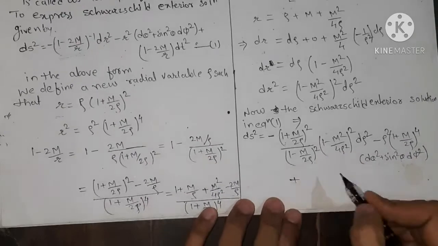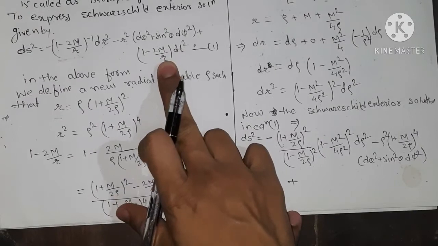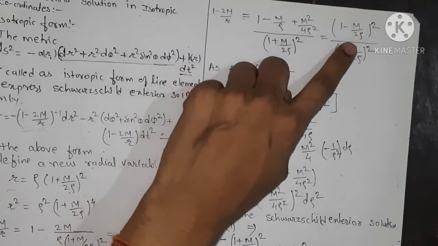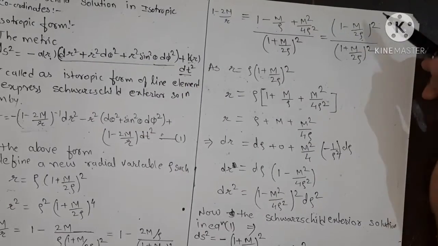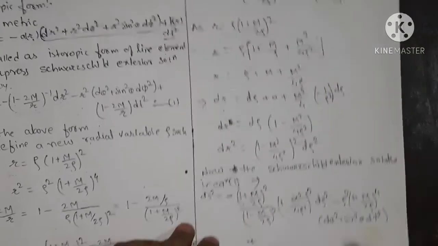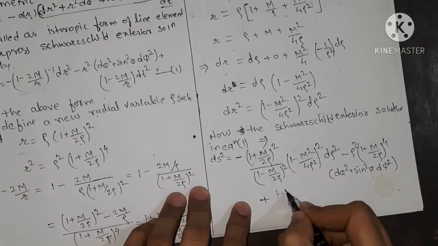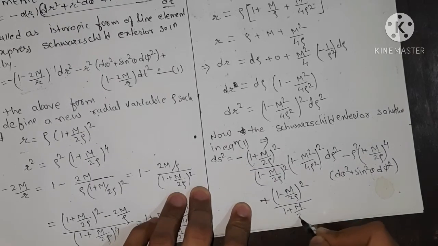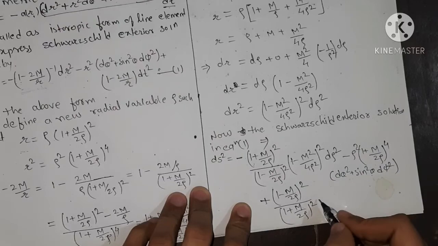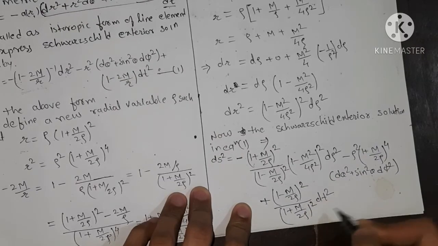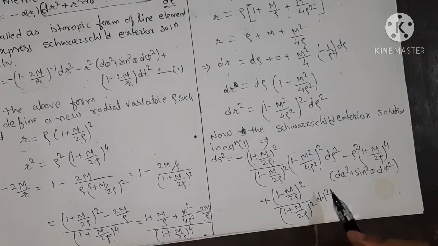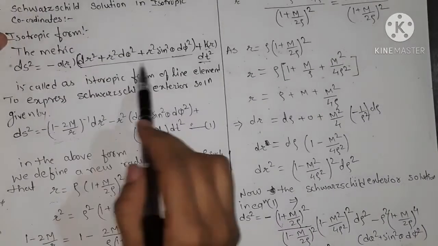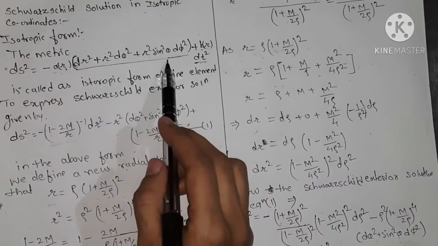Plus 1 minus twice m upon r. This is the same as this term. So this equals 1 minus m upon twice rho square upon 1 plus m upon twice rho square. So this equals plus 1 minus m upon twice rho its square upon 1 plus m upon twice rho its square, dt square. Now we simplify this equation to get our isotropic form.